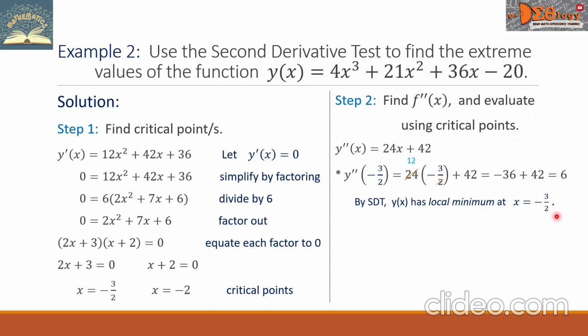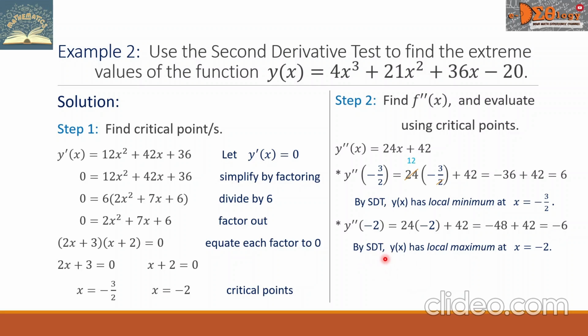And we say that by the second derivative test, the function y(x) has a local minimum at x equals -3/2. What about the second derivative with respect to the second critical point, the -2? So the function becomes 24 times -2 plus 42. 24 times -2 is -48 plus 42, we have -6. So the value is negative. By the second derivative test, the function y(x) has a local maximum at x equals -2.